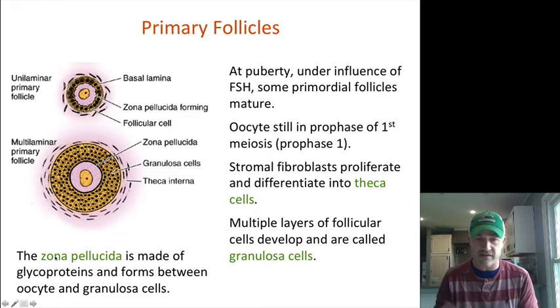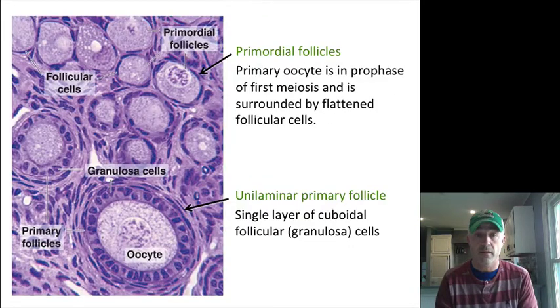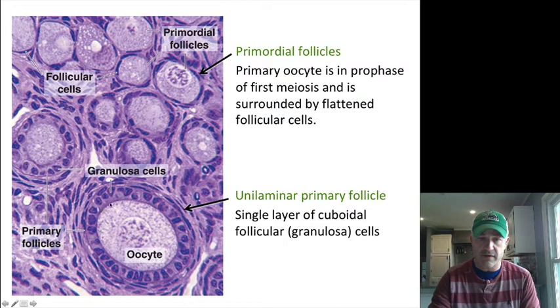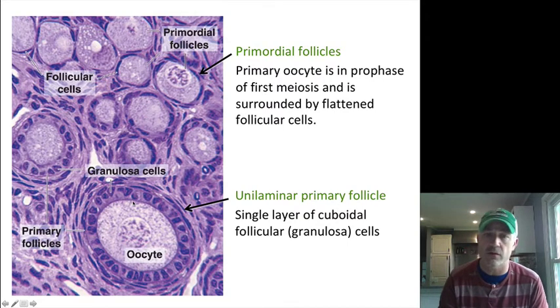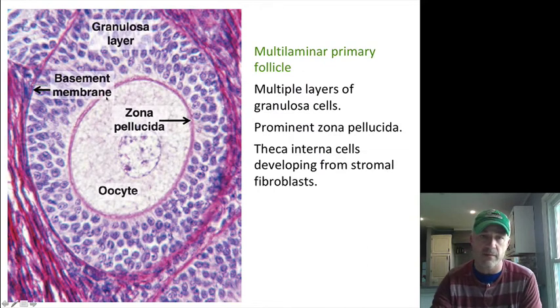That zona pellucida, which is this dark line, is a layer of glycoproteins between the oocyte and the granulosa that you'll be able to see. And you can kind of see this right here. You have these granulosa cells, these thecal cells surrounding it. You can see a primordial follicle right here. You can see how this one is a primary one because now we have a layer of simple cuboidal cells. And that would be that zona pellucida right here, that dark line that separates the granulosa cells from the oocyte. And you can see it even a little bit better on this one.